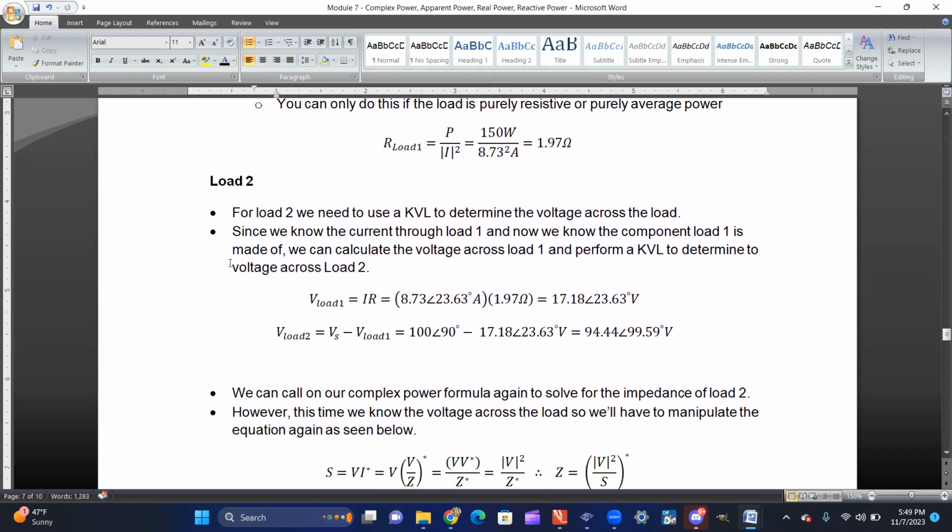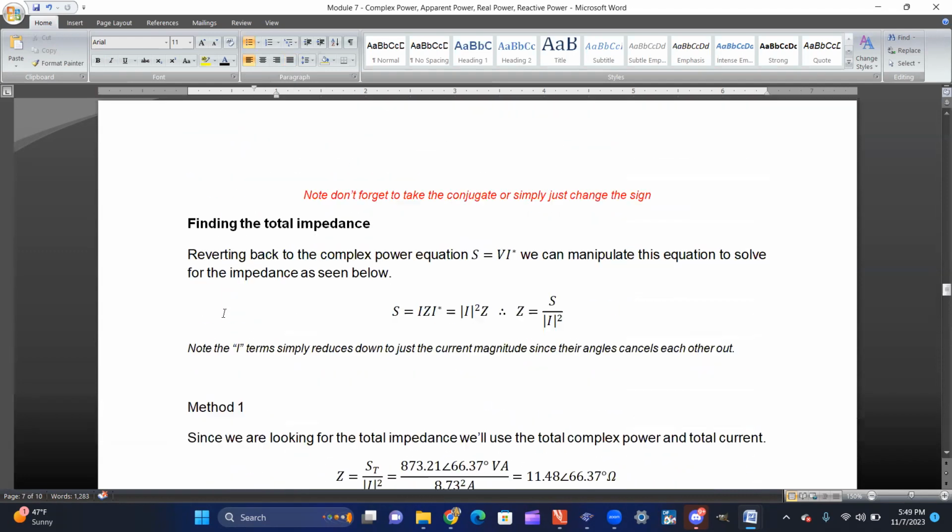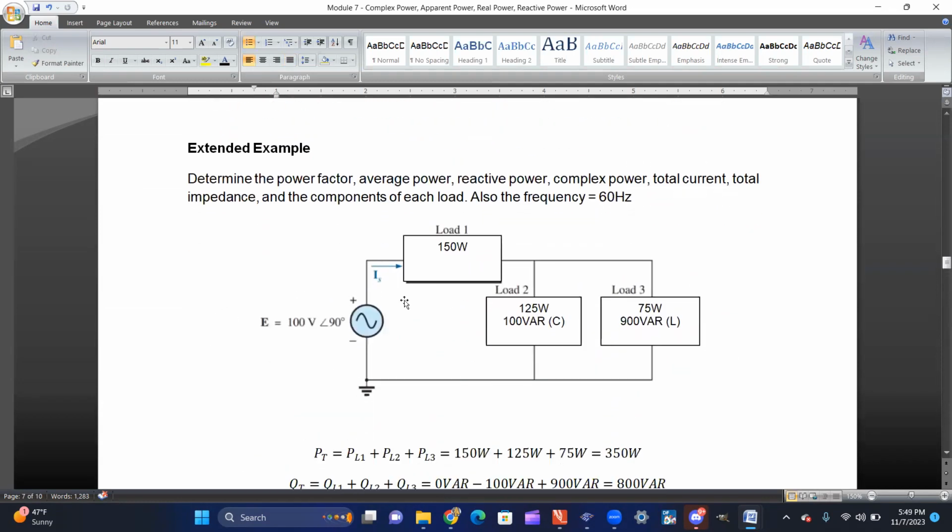So for load 2, we're trying to find, let's go back up here, one of two things. Either we need to figure out the current that's flowing through load 2, or the voltage that's across load 2 in order to find the impedance of it. And so we know the current that's flowing in this direction, and we can't really use a KCL to determine the current that's flowing in this direction and in this direction.